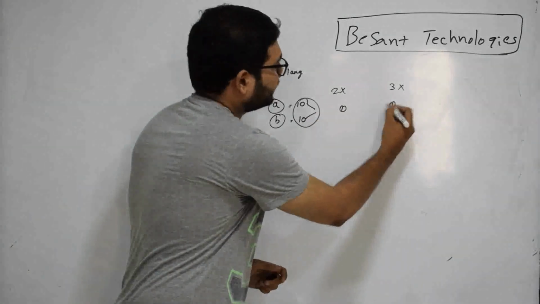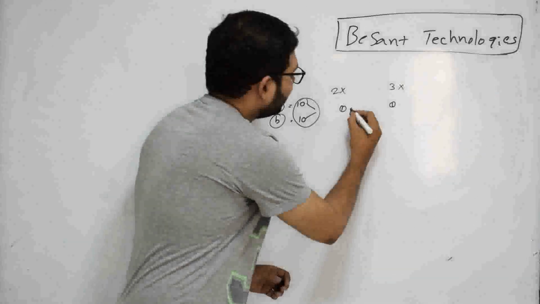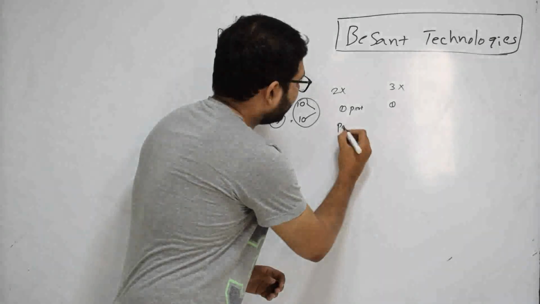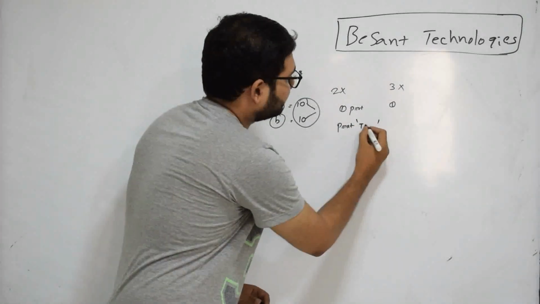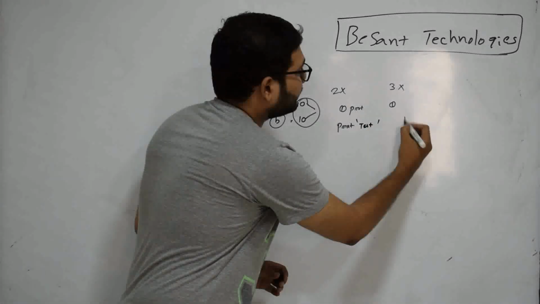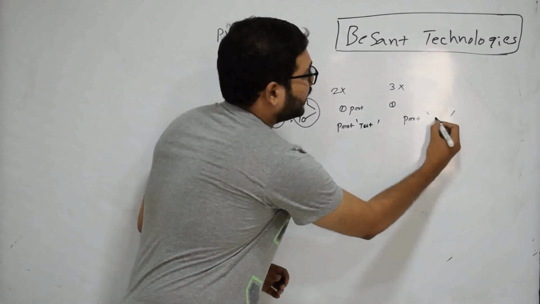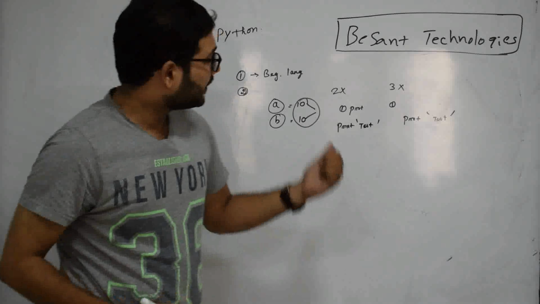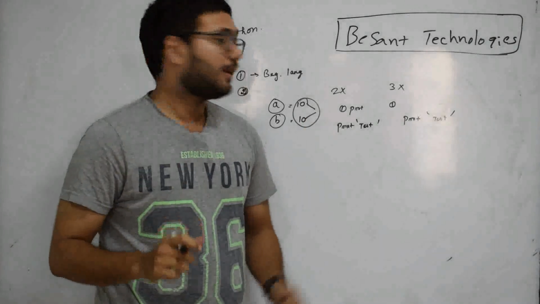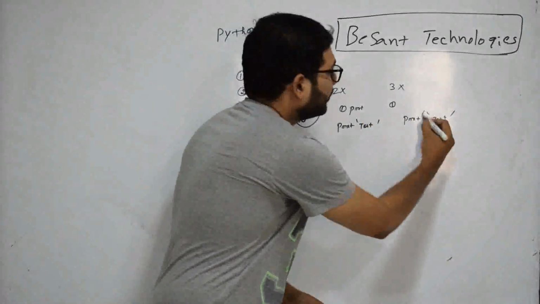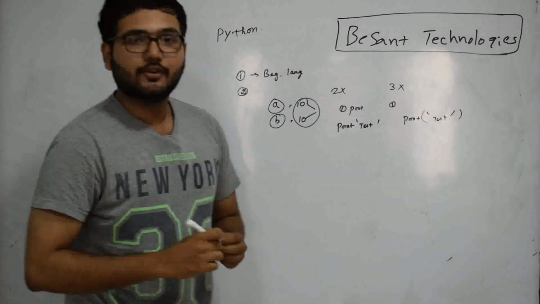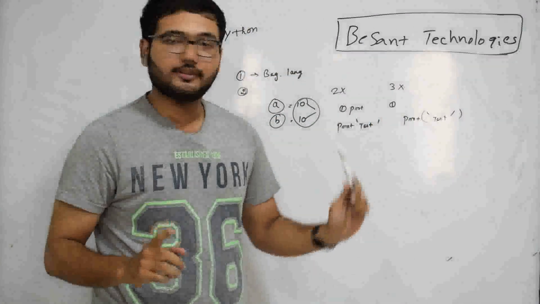First one is the print statement. If you want to print anything in Python 2, you have to give it like this. But if you give the same statement here, you will get an error, because print is a statement in 2.x and print is a function in 3.x. So what you have to do is give brackets. Okay, that is the first difference between the two.